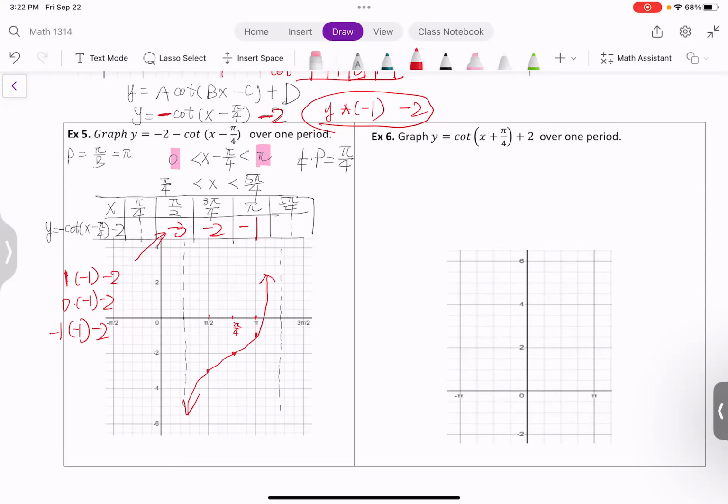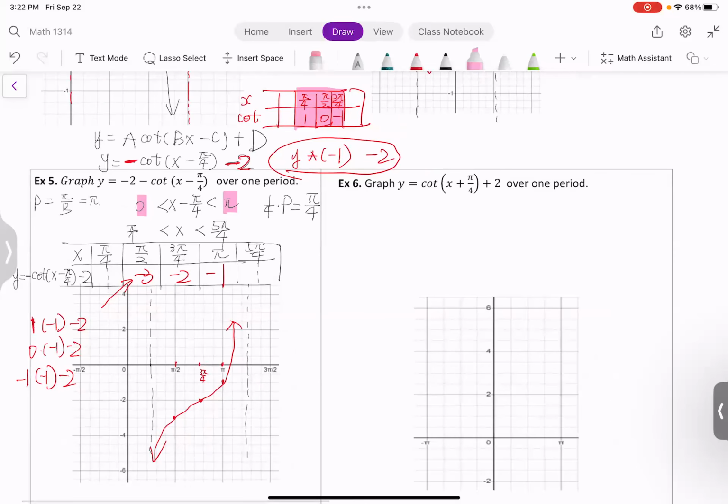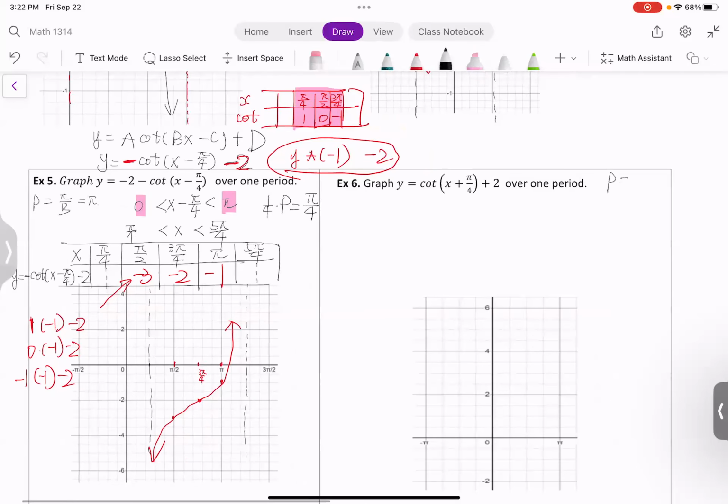All right, let's see the last one. What is the combination? And still this is cotangent. That means I can use this value here, so I don't need to make a new chart. Okay, let's see. First step, let's find the period. Period equals pi over b. What is b? 1. So 1 period is pi.